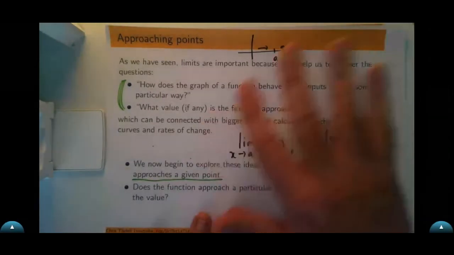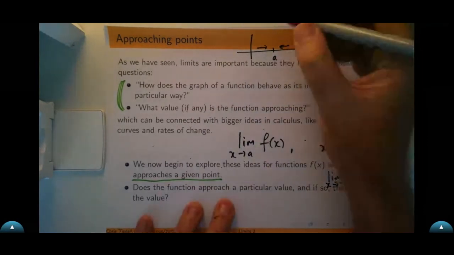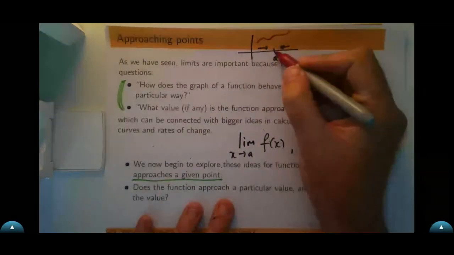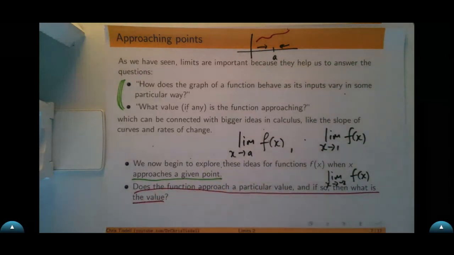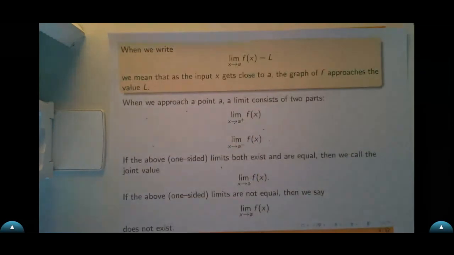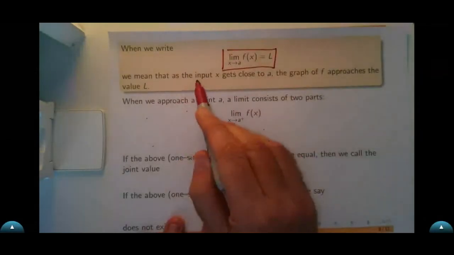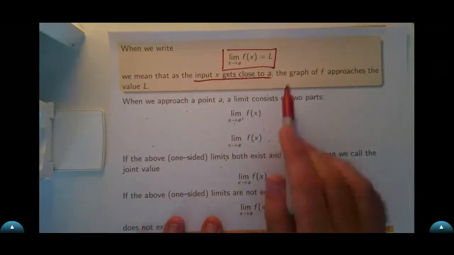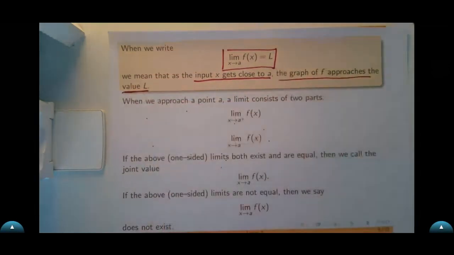Okay, so the same ideas apply. We want to know as we approach some value on the x-axis, what is happening to the graph. Does the function approach a particular value, and what is the value? Okay, some notation. When we write this, we mean as we approach a point A, the graph approaches some value L.